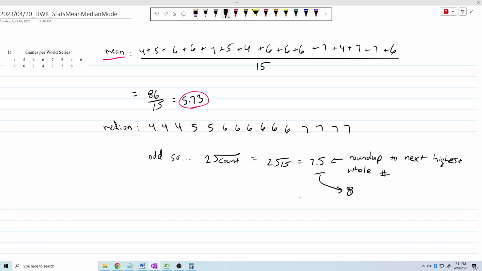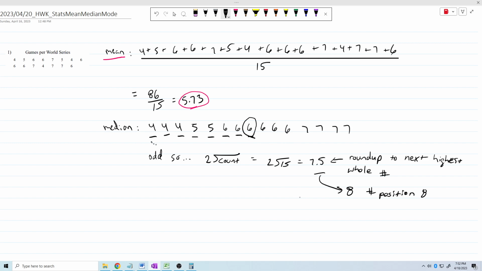Now, what you should interpret from this when you do that is the number at number position 8. Whatever that number happens to be, that is your median. So let's count. 1, 2, 3, 4, 5, 6, 7, 8. Okay, 8. Here we are, number 6.